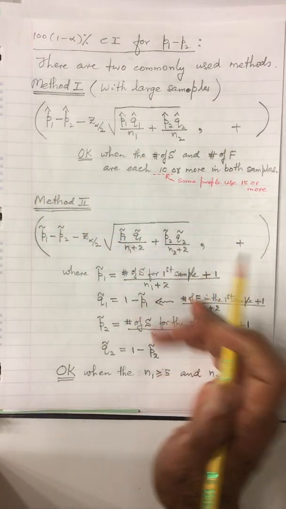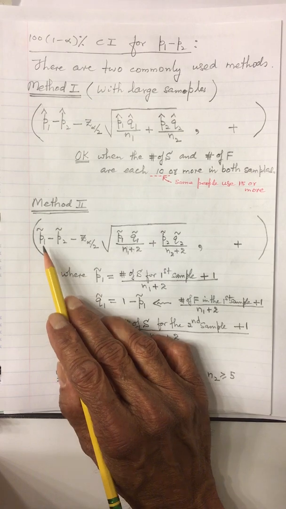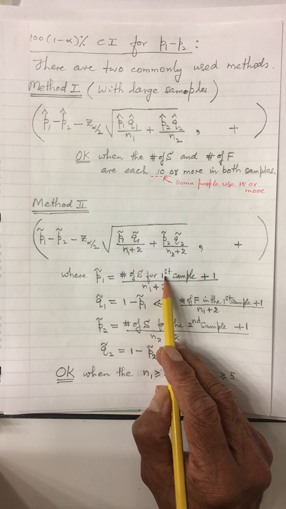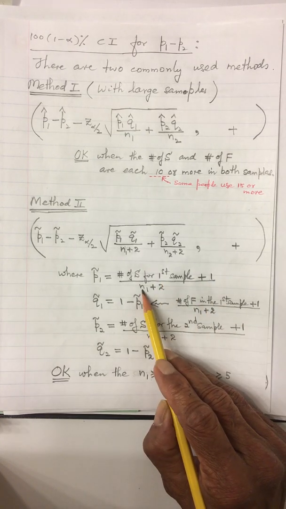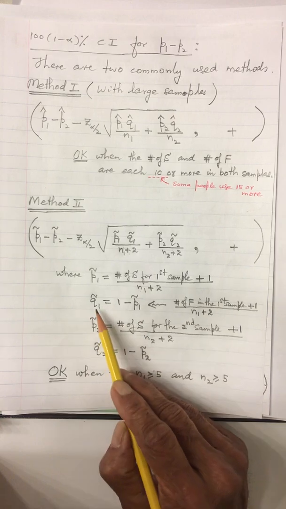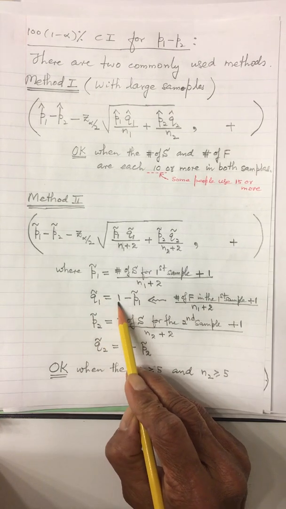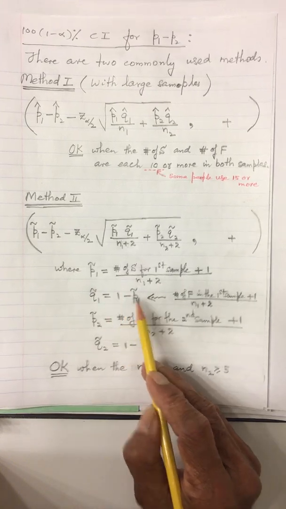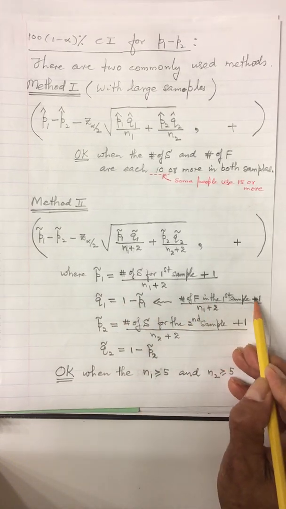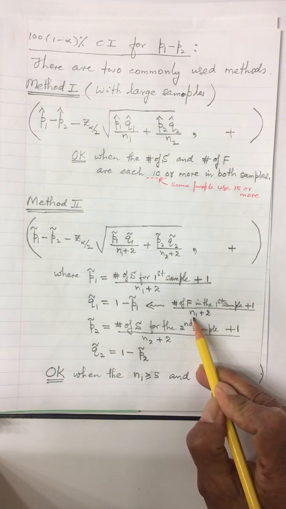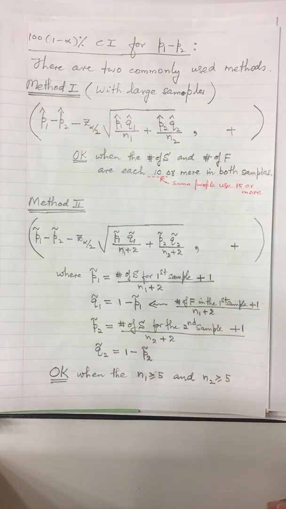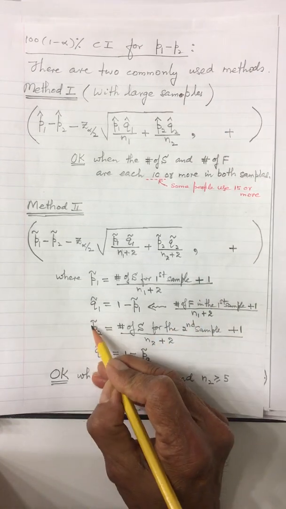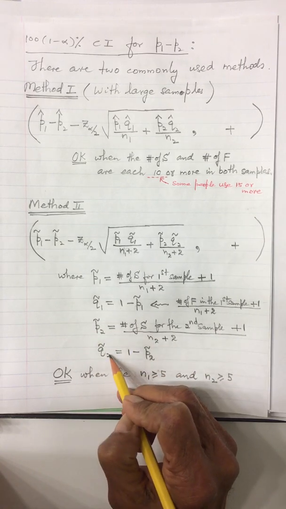So in other words, what is going on now: P1 tilde uses the number of successes in the first sample plus 1, over the sample size plus 2. And Q1 tilde is 1 minus P1 tilde, or the other way, the number of failures in the first sample plus 1 divided by N1 plus 2. For the second sample, you do the same thing, P2 tilde and Q2 tilde, you calculate it.